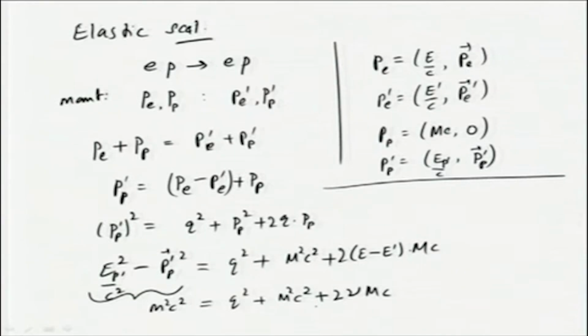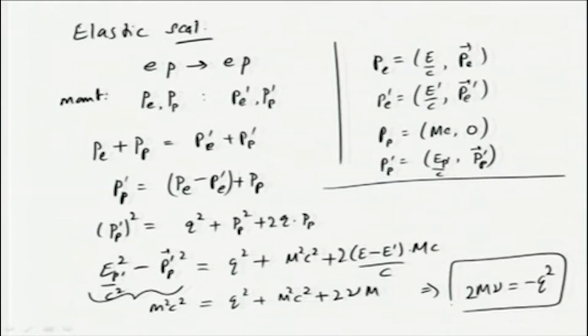This tells you that q square equals... So, m square cancels with the m square on the left hand side, and then this will give you the relation that 2 m nu is equal to minus q square. So, nu is not independent of q square. Given q square, nu is given by minus q square by 2 m. So, in the elastic case, these are not two independent variables.